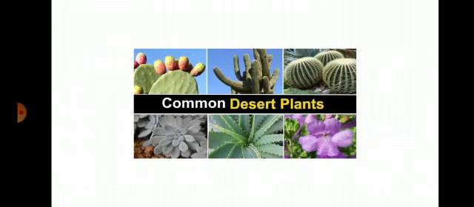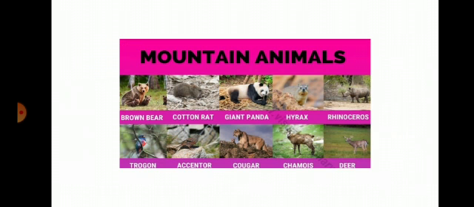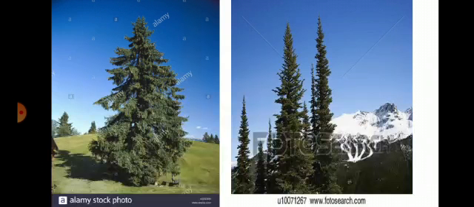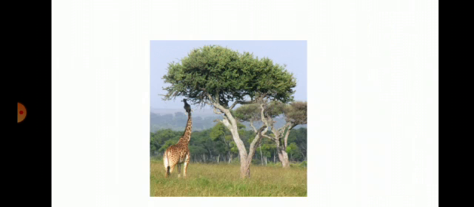Okay, now we go to the mountain region. The mountain is a special terrestrial habitat where the temperature is very low and most of the areas are covered with snow. The trees are cone shaped with sloping branches. Also, needle-like leaves are present so that rain and snow slide off them easily.